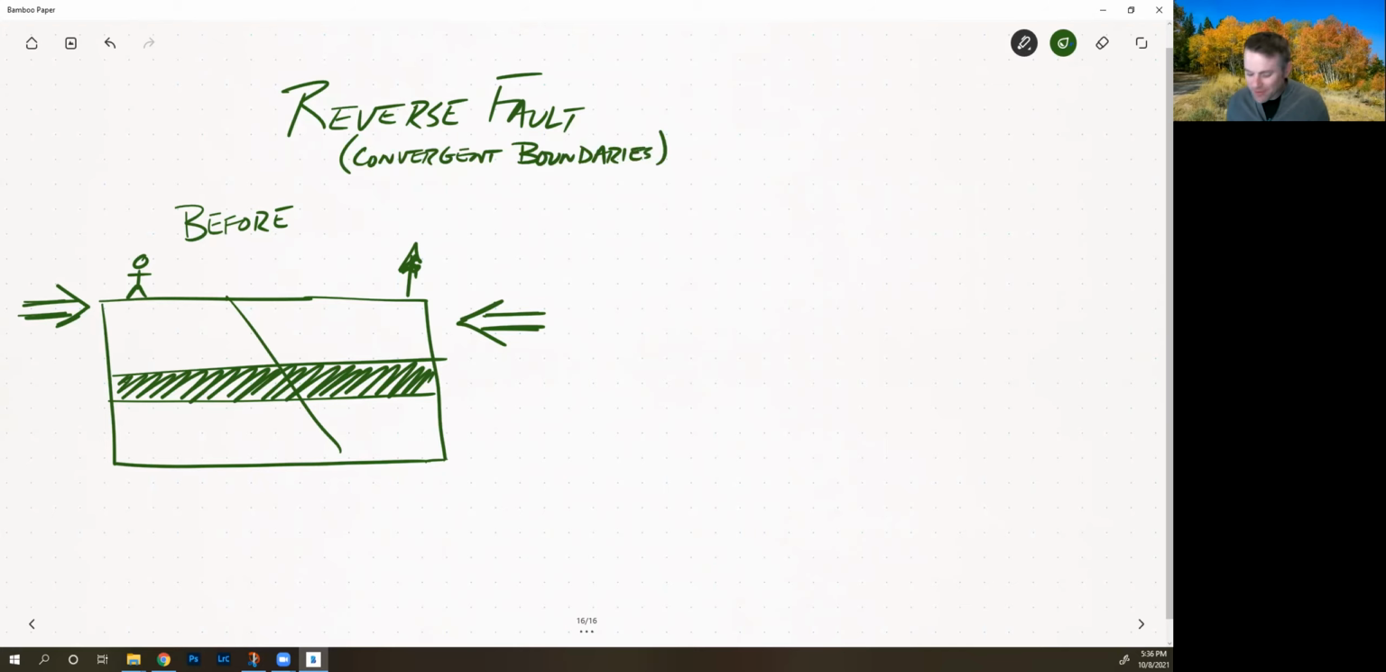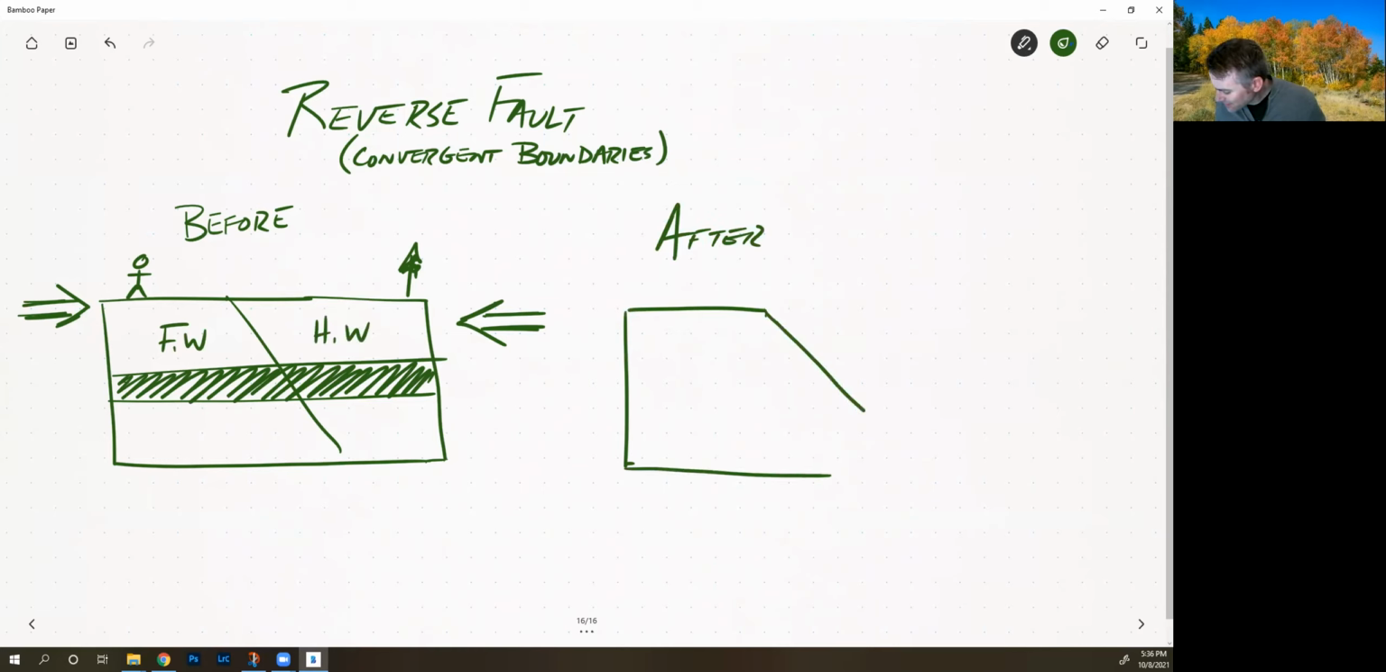Yeah, convergent boundaries. So you have reverse faults a lot. These happen at convergent boundaries where you're getting the compressions happening. The after, or the result, is going to look like this. Here's our footwall. Here's our hanging wall like this. So the after is going to cause the head wall, or the hanging wall, remember that means the same thing, to kind of ramp up like this.